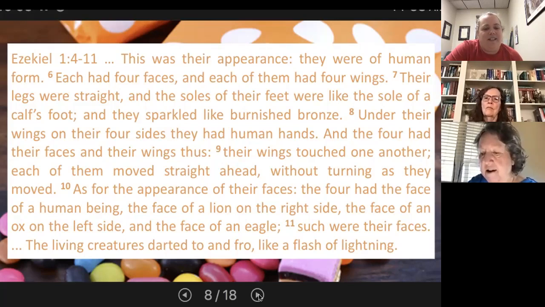And the 4 had their faces and their wings thus. The wings touched one another. Each of them moved straight ahead without turning as they moved. As for the appearance of their faces, the 4 had the face of a human, the face of a lion on the right side, the face of an ox on the left side, and the face of an eagle. Such were their faces. The living creatures darted to and fro like a flash of lightning.